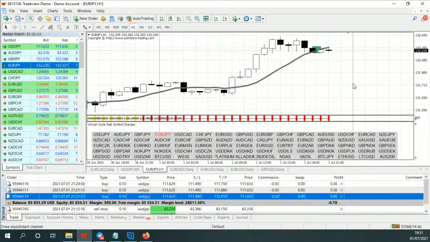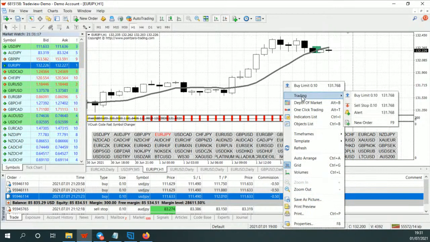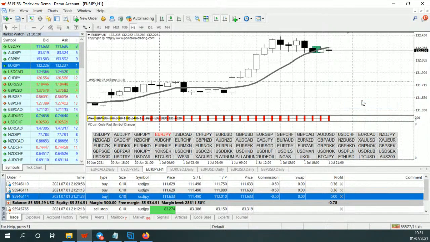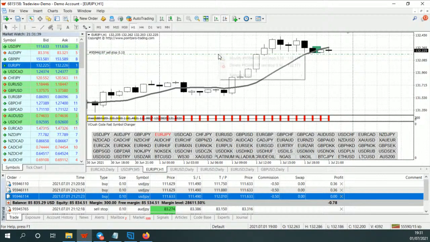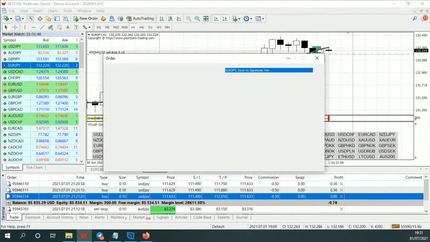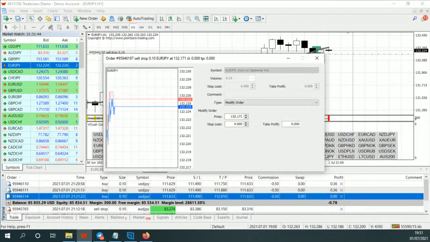We know that if we put a sell stop here, you move the sell stop to the right position. The sell stop will be right here. So you are waiting for that to be broken, and you will put your stop loss right above there. Okay, so let's do that. Modify. Let's put our stop loss at 132.49 for now, then we adjust it.